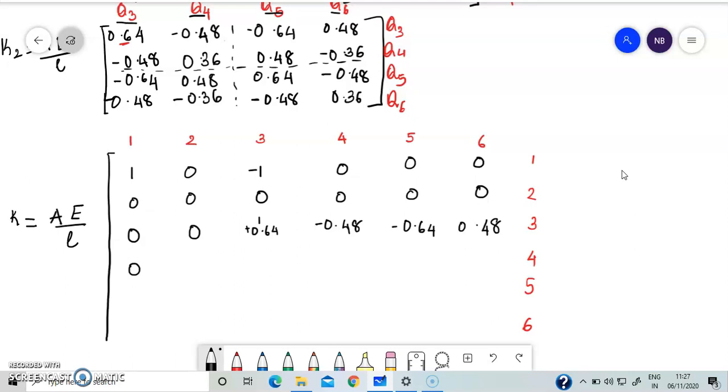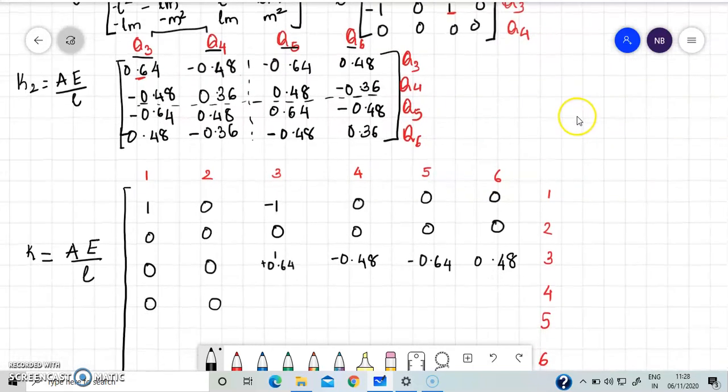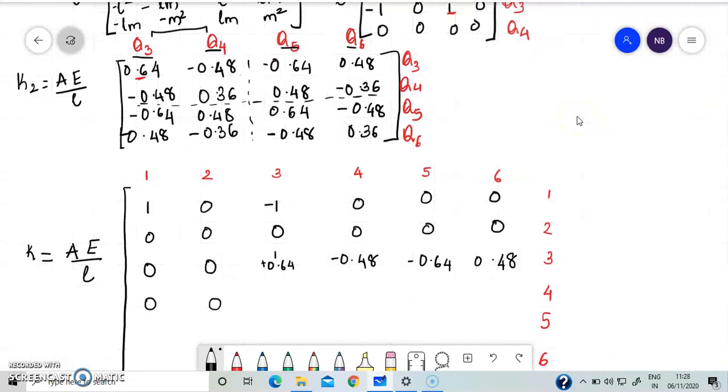0, 0, 4 and 3 will be minus 0.48, 4 and 4 will be 0.36, 4 and 5 is 0.48 minus 0.36.